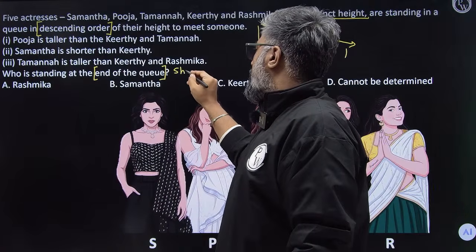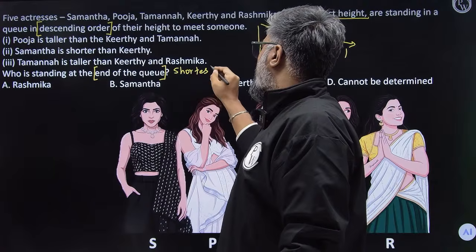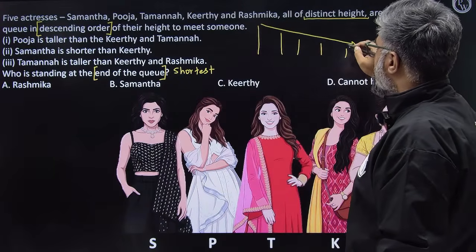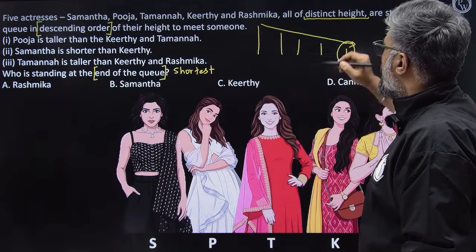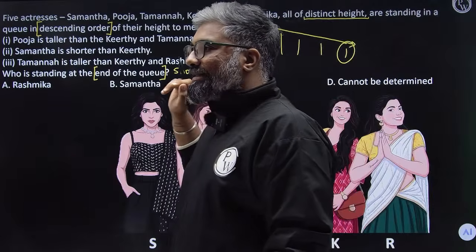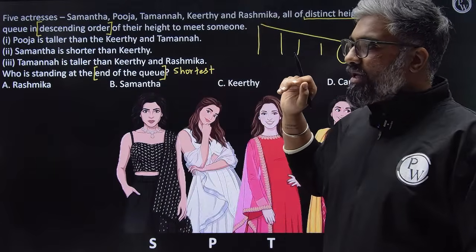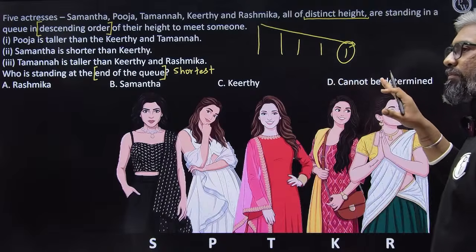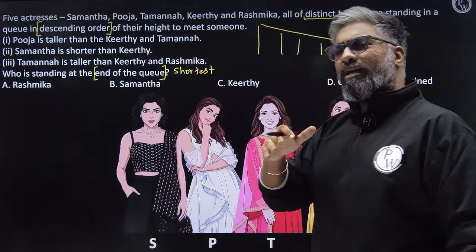Yes, because if they're standing in descending order, this person will be the last person in the queue, correct? So this person is the shortest. Cool. Sangram is saying cannot be determined. Very good, Sangram. For people who are not able to figure it out, don't worry, let's do it together.